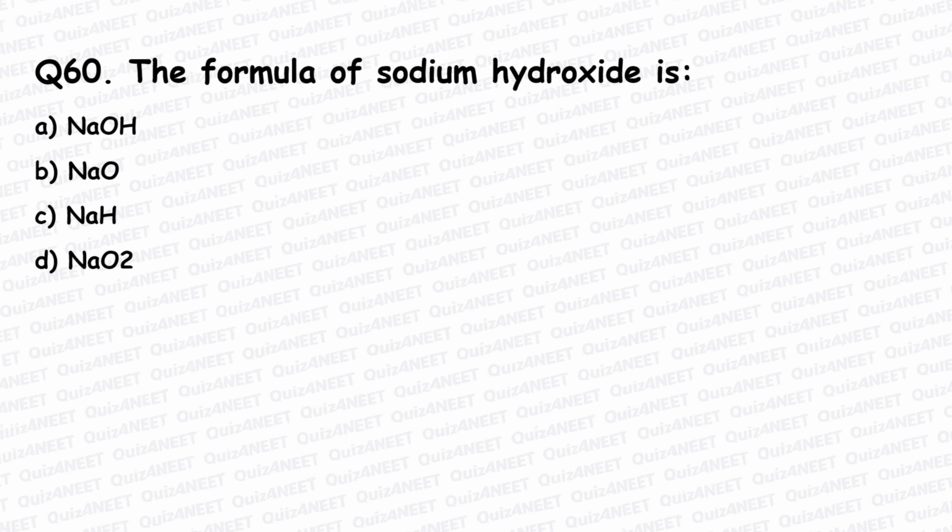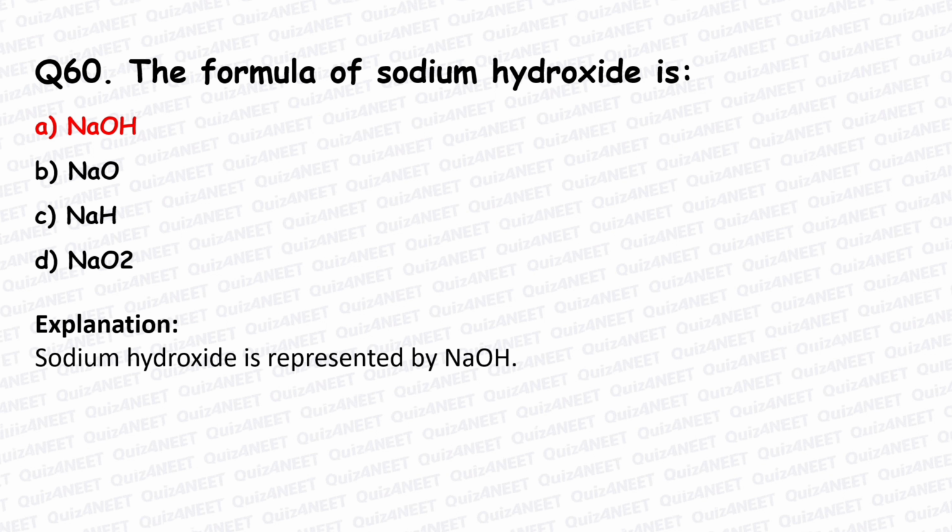Q60. The formula of sodium hydroxide is A. NaOH, B. NaOC, C. NaHD, D. NaO2. Answer A, explanation. Sodium hydroxide is represented by NaOH.